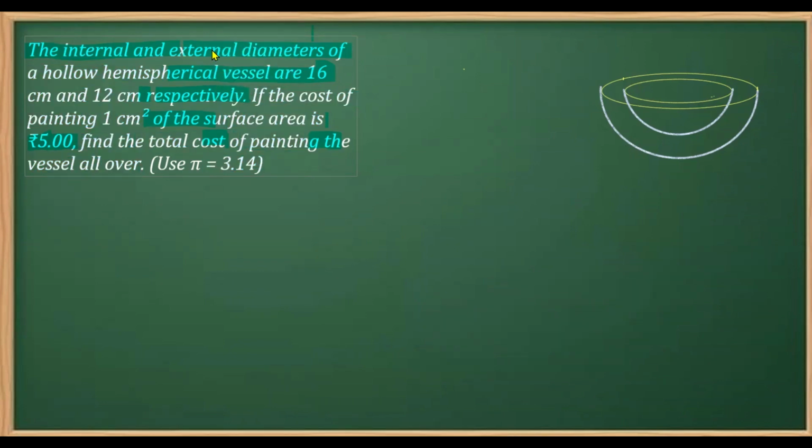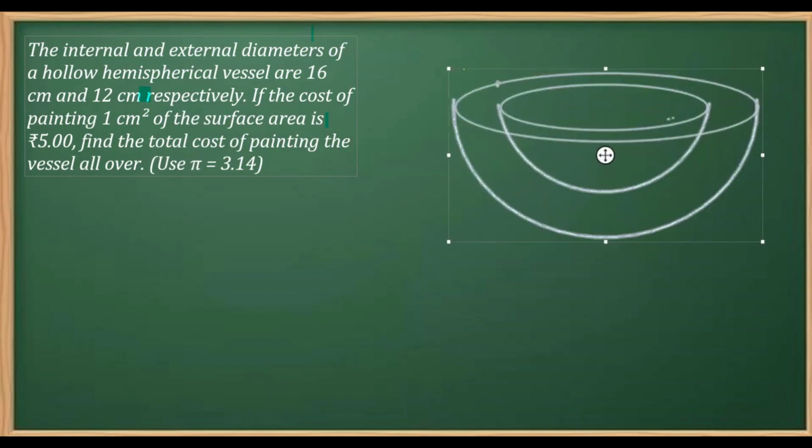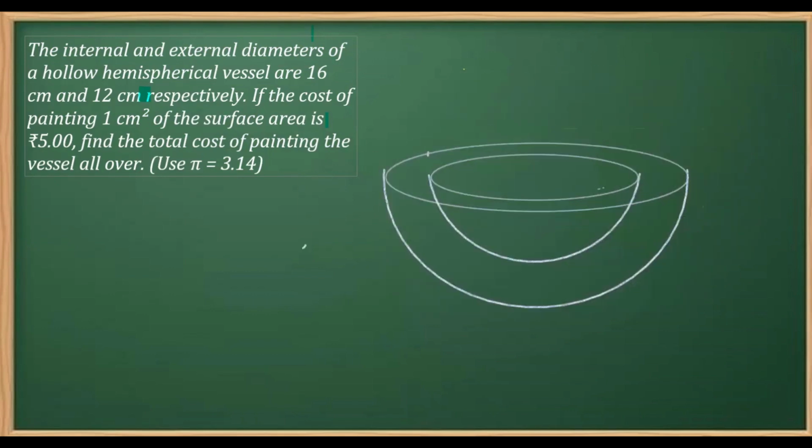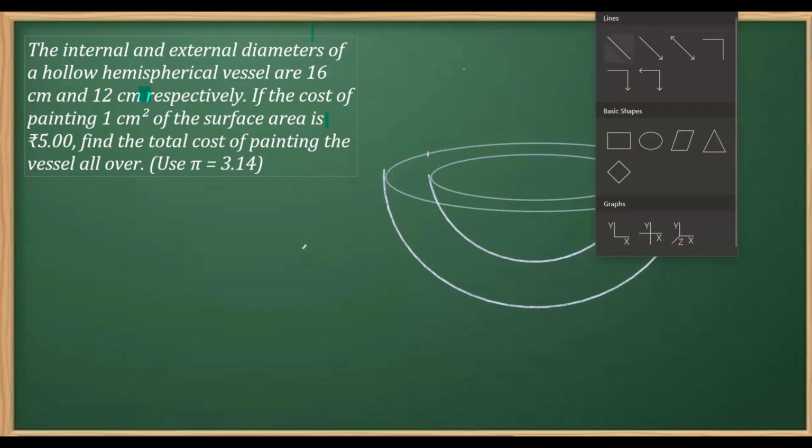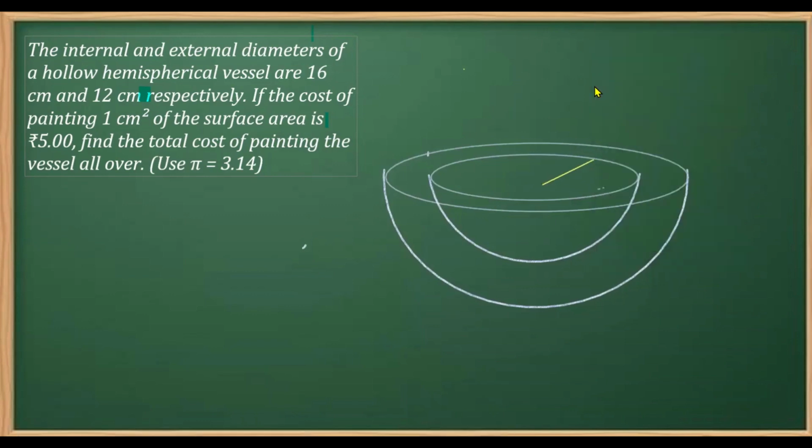Now check in the figure, I have taken one hemisphere. Let me show you once again. So this is a hemisphere, look into this figure. So what are the values we have? This is the internal radius, as you can figure out from here. The internal diameter is mentioned as 12 centimeter, so the internal radius will be half of 12, that is 6 centimeter.